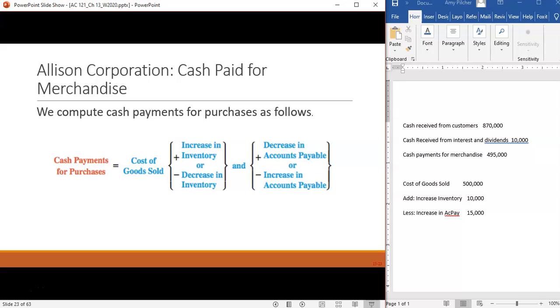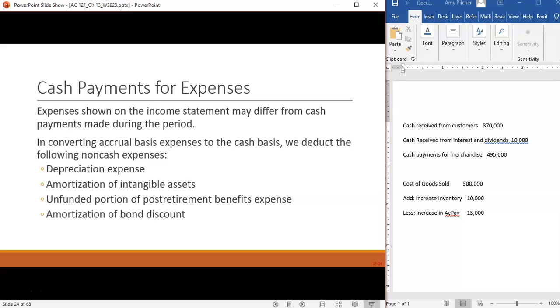When you're working on your homework, keep these slides available as a good reference for when to add or subtract changes in your accounts to make calculations for your statement of cash flows. Then we're going to look at cash payments for expenses.